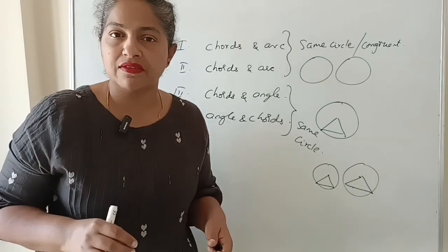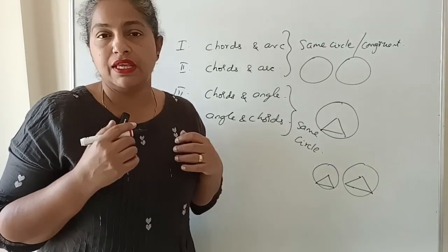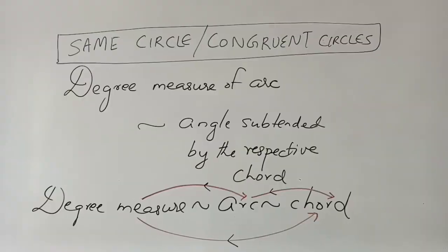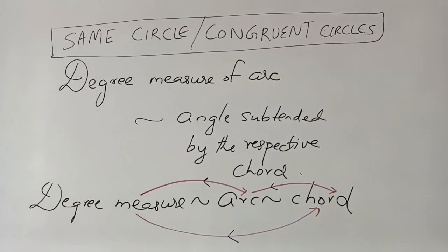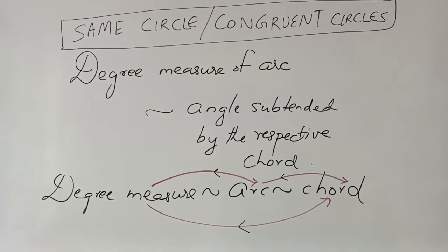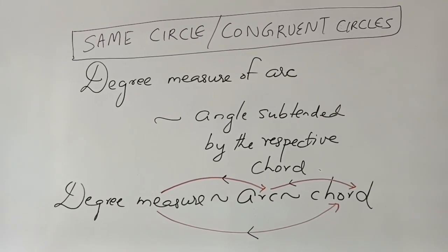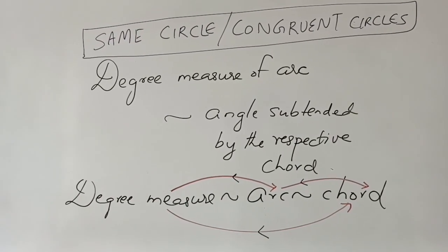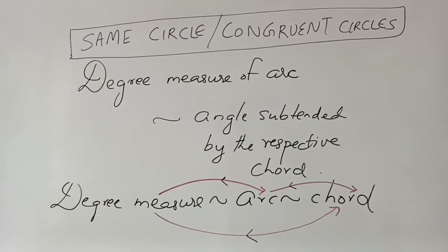The proof is more or less the same. Only in the first case, because there is an arc involved, we are talking about the degree measure of the arc to show that the arcs are equal when the degree measures are equal. Let me summarize what we learned today. We are talking about the same circle or congruent circles. The degree measure of an arc basically is the angle subtended by the respective chord. The main thing was that the degree measure is related to the arc and it is related to the chord, and equal degree measure ensures equal arcs and equal chords and vice versa. Again, please remember, we are talking about the same circle or congruent circles.